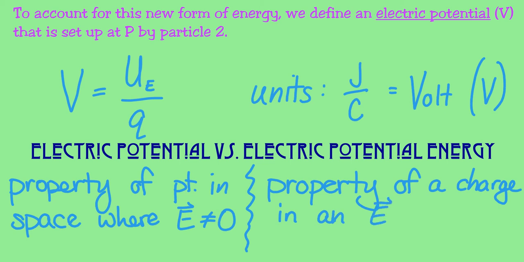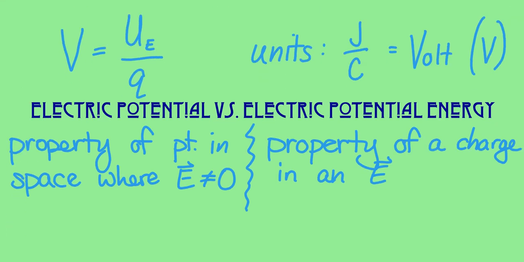So we may say that the point 2, 3 has an electric potential of 3 volts. We would say then that an electron placed at that point has an electric potential energy of a certain value of joules. So notice I say that a point in space has an electric potential, whereas a charge, such as an electron, has an electric potential energy.